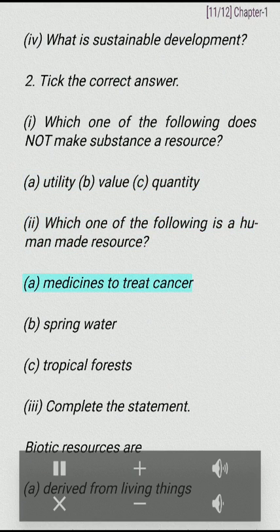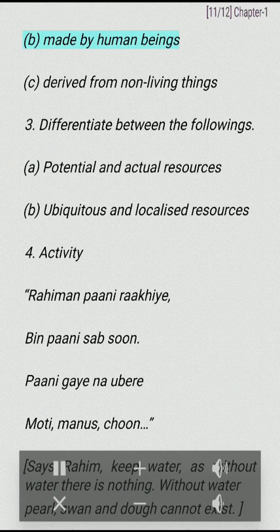A. Medicines to treat cancer. B. Spring water. C. Tropical forests. III. Complete the statement. Biotic resources are A. Derived from living things. B. Made by human beings. C. Derived from non-living things. 3. Differentiate between the following. A. Potential and actual resources. B. Ubiquitous and localized resources.